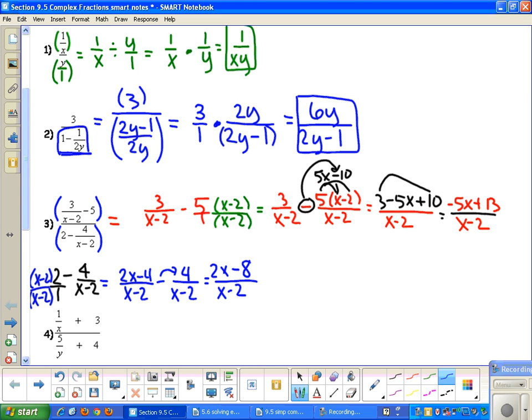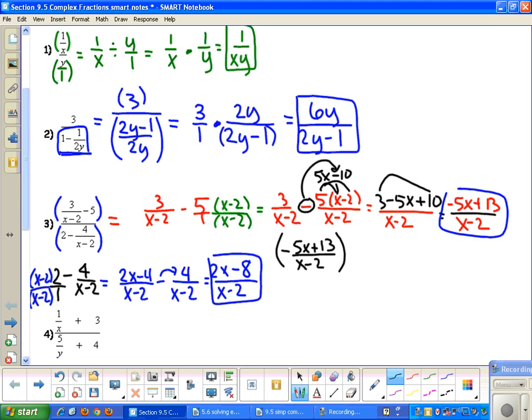But I'm not done, because remember that this right here is in the numerator and this is in the denominator. So really I'm dividing those two. If I write it as one big fraction, we have negative 5x plus 13 over x minus 2 in your numerator, all being divided by 2x minus 8 over x minus 2. Now that I have a fraction divided by a fraction, I can go ahead and multiply by the reciprocal.